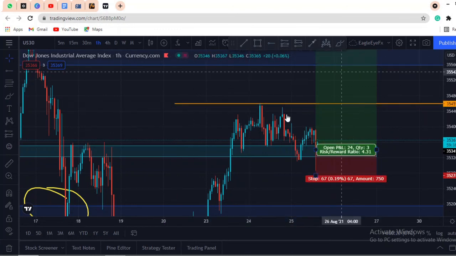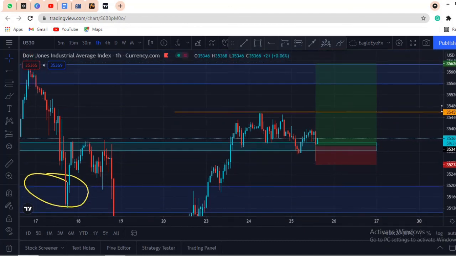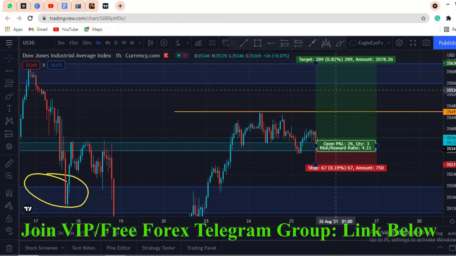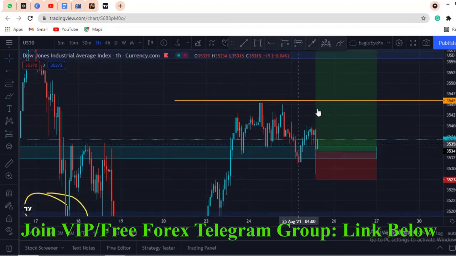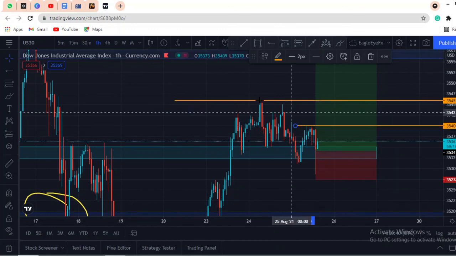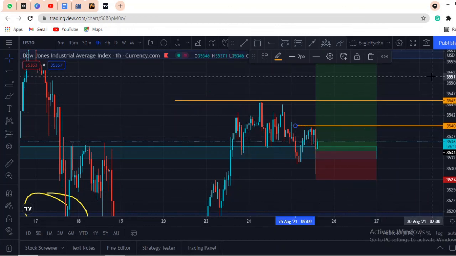Even if I remove this, then once it's able to break this, then I can hold it up to that particular level. So from my 1-hour time frame, you can see that US30 is doing that. All right, or you can easily even take your profit at here. That can be a take profit 1 here, take profit 2 here, and then you can continue holding. So guys, this is what we are seeing on US30.